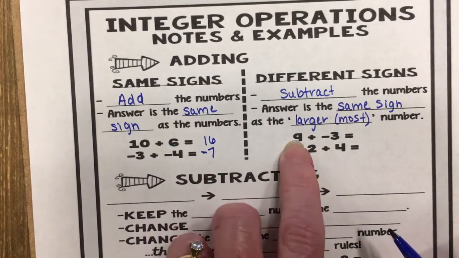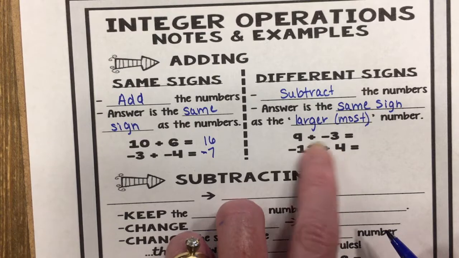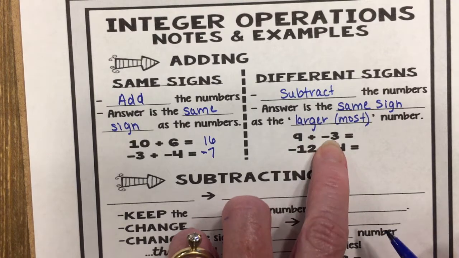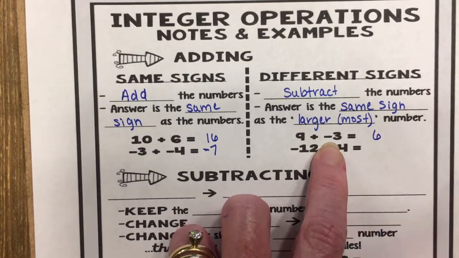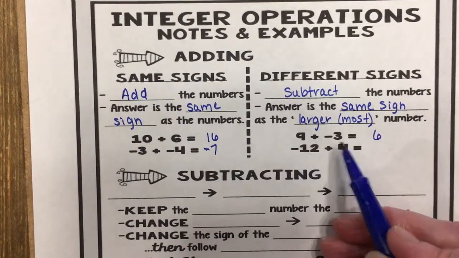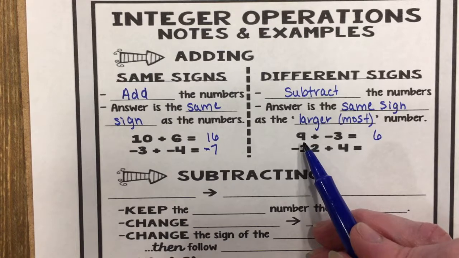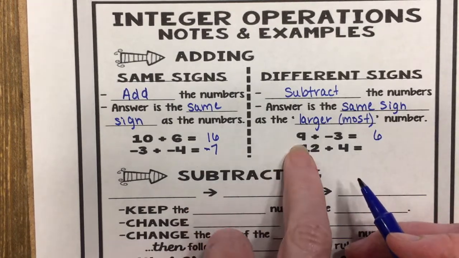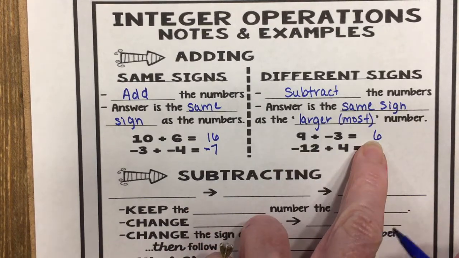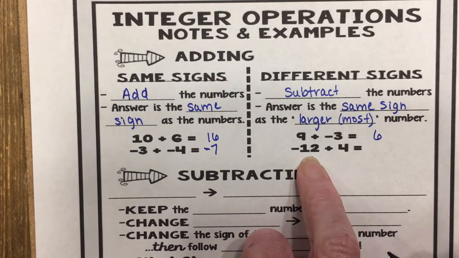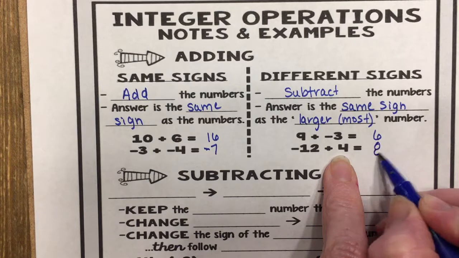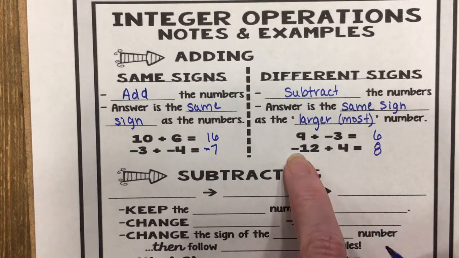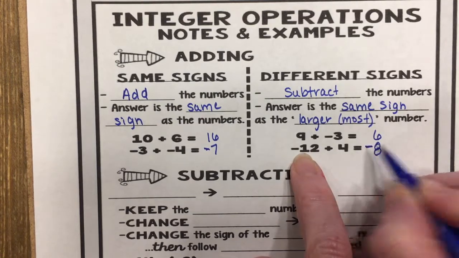So what I mean by that: you have a positive and a negative. These numbers are different signs. This one's positive and this one's negative. So you're going to subtract 9 minus 3 and get 6. And then what did you have more of? Positive numbers or negative numbers? If you think of 9 positives and 3 negatives, there are more positives than negatives, so your answer is positive. Here you have a negative and a positive, so you're going to subtract. 12 minus 4 is 8. This time, what did you have more of? The negatives or the positives? Well, you had more negatives than positives, so your answer is negative.